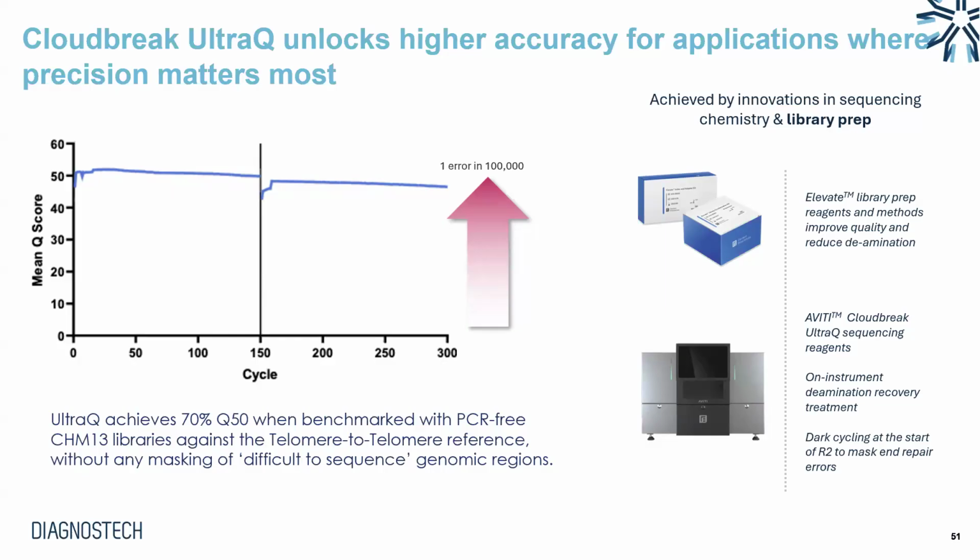In order to achieve this Q50, or greater than 70% Q50, you need to prepare libraries using the Element Elevate Mechanical Library Prep Kit. You need to use the Elevate Long UDI adapter set. You need to follow the PCR-free workflow. Your recommended input is between 200 and 1,000 nanograms, and the target average insert size is 350 base pairs. They've pretty much guaranteed that if you follow all of these steps, you can get up to 70% Q50 data.